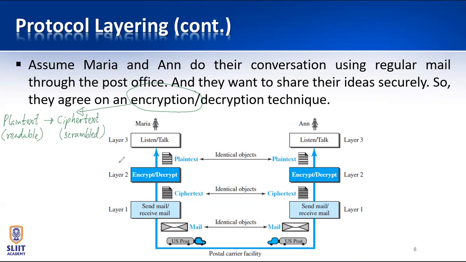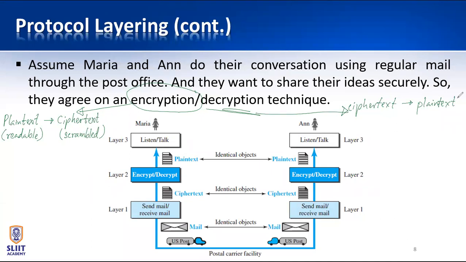So that is encryption. When the other person receives this ciphertext, the scrambled message, you have to reverse it back to the readable format. Then only you can read it. So that's what we call decryption. Converting ciphertext back to plain text. So that is decryption.